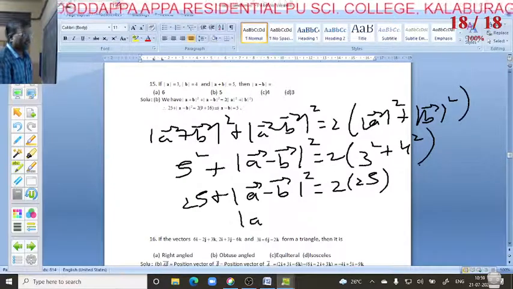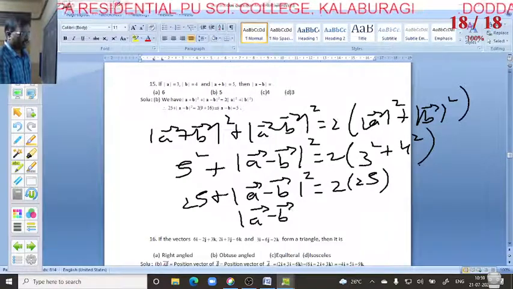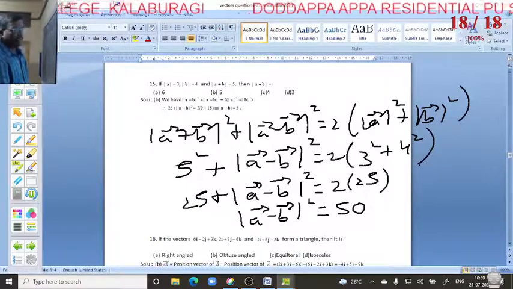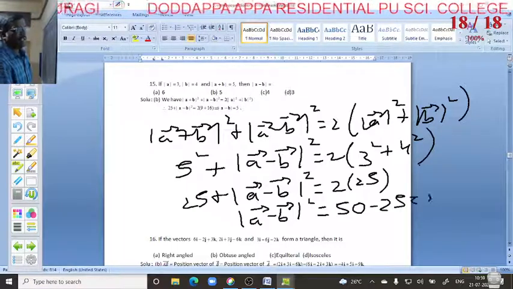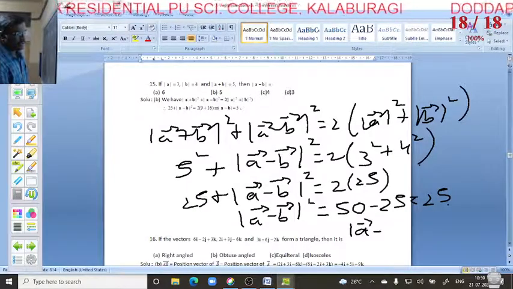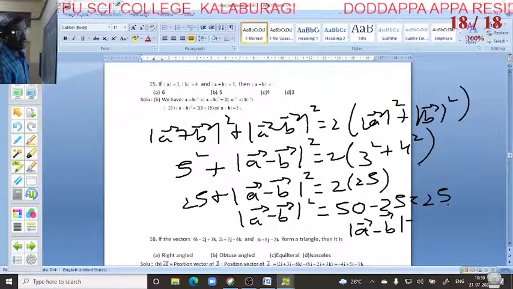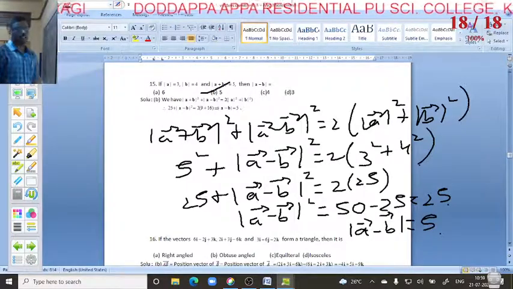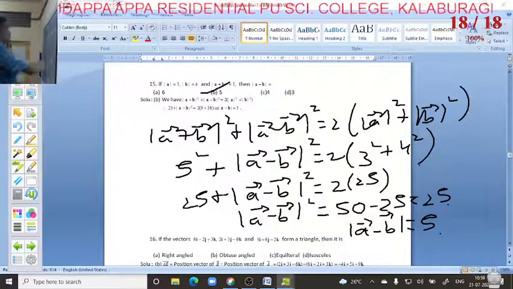So the magnitude of vector A minus vector B whole square will become 50. If you take that side, it will be minus 25, and we again get 25. So taking the square root, root 25 means 5. Second option.